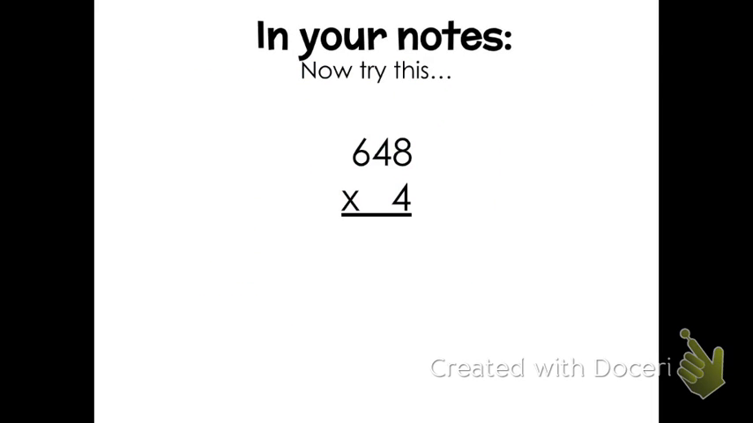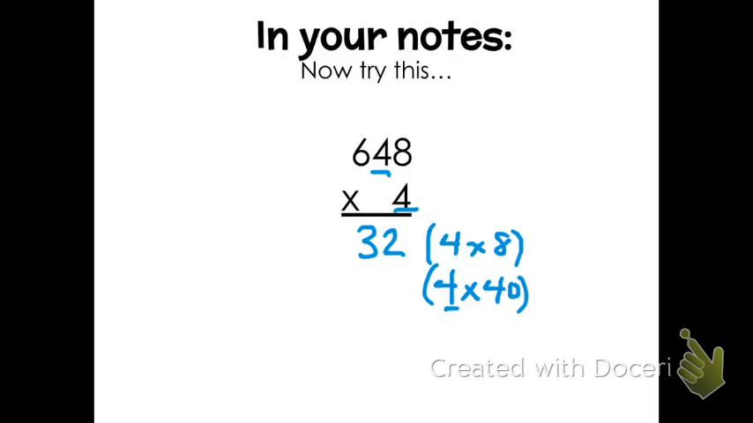Now I want you to try this one in your notes. Let's do it in expanded first. So we start with 4 times 8. Well, we know that 4 times 8 is 32. Next, we'll do our 4 times the 4 in the tens place. 4 groups of 10 is 40. Well, 4 times 4 is 16 with a 0 on the end.